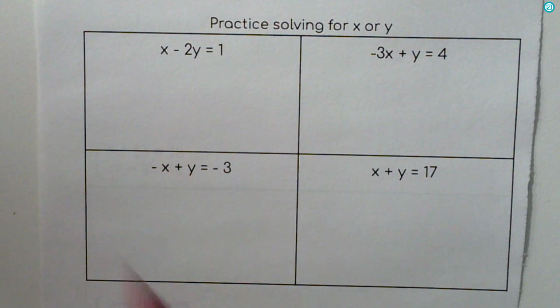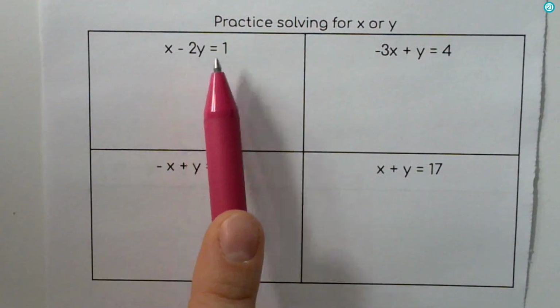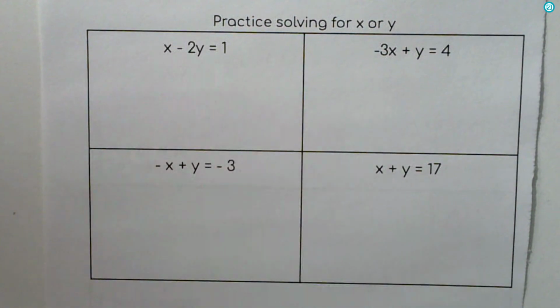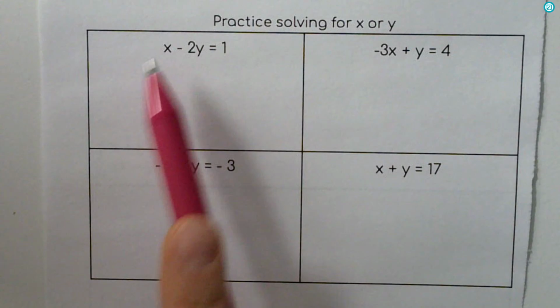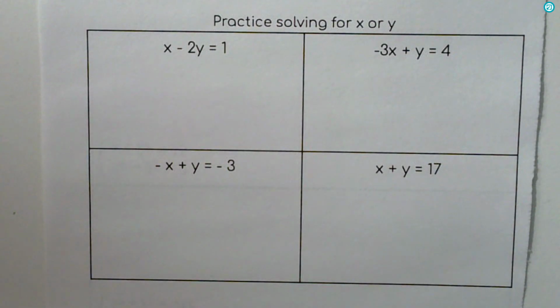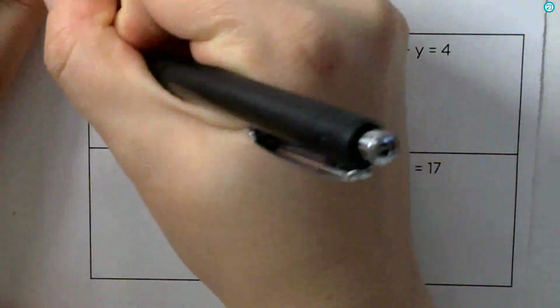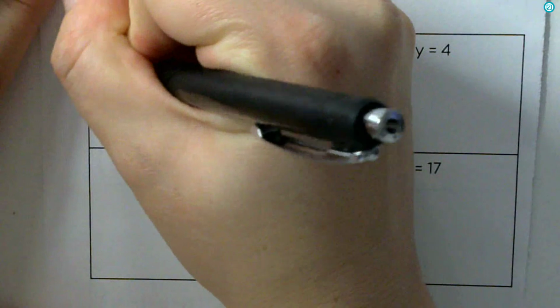So right here we have x minus 2y equals 1. Is my x closer to being by itself or my y? X. My x is closer to being by itself because there's not a coefficient with it. So you are going to want to look for the variable that is closest to being by itself and solve for that one. So if you want to write a note to yourself of what we are doing, on this one we are going to solve for x.